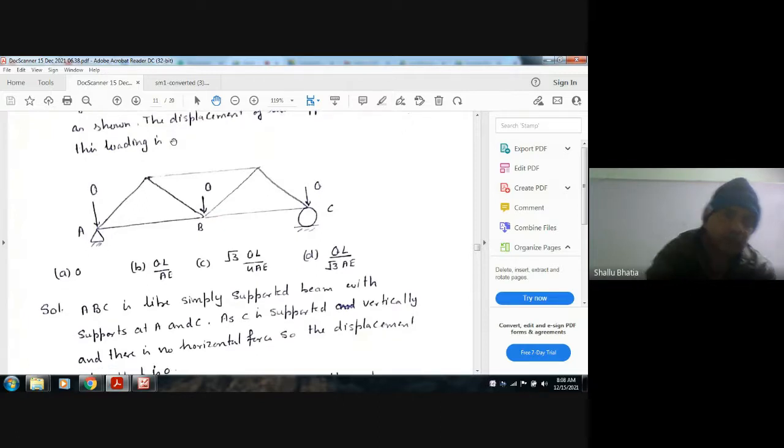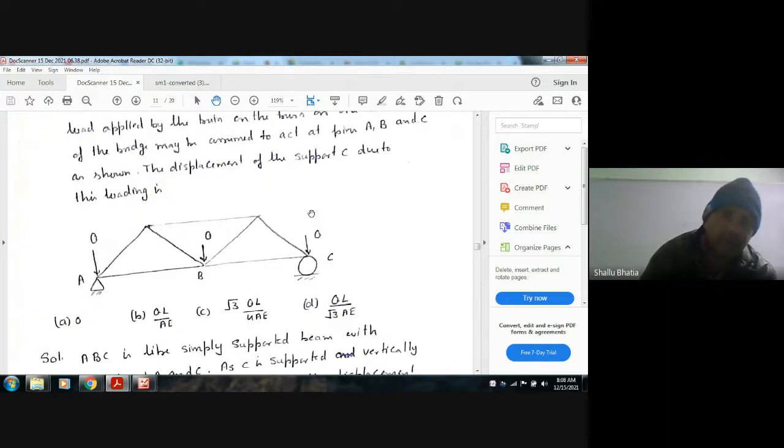Okay. So here it is given that when the train stops on this bridge, a point load is acting on this, a point load is acting on this, and a point load is acting on C. Now it is asked what is the displacement of C. As there is only vertical load and there is a vertical support at C also, there will be no deflection of C. Whatever deflection tries to occur will be balanced by this support. So answer will be 0.